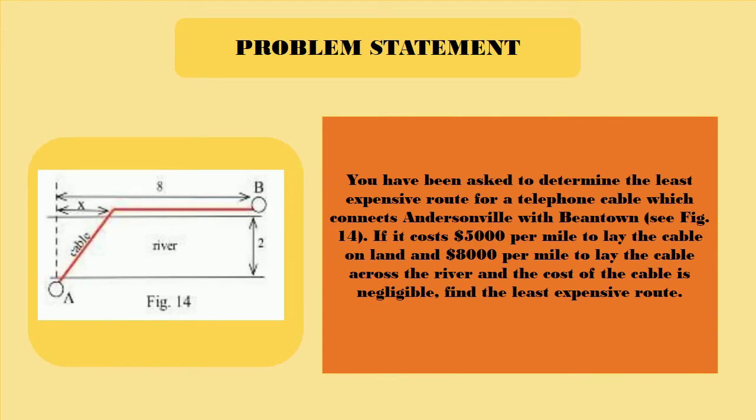So here, let's say one of the problem statements that we have. You have been asked to determine the least expensive route for a telephone cable which connects Andersonville with Pintown, shown in figure 14. If it costs $5,000 per mile to lay the cable on land and $8,000 per mile to lay the cable across the river, and the cost of the cable is negligible, find the least expensive route.